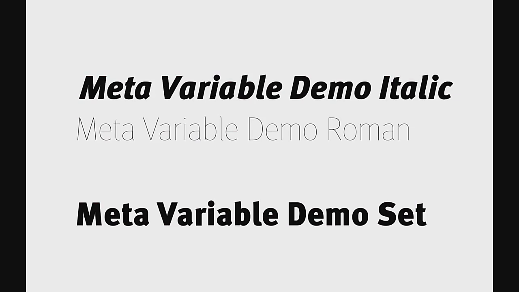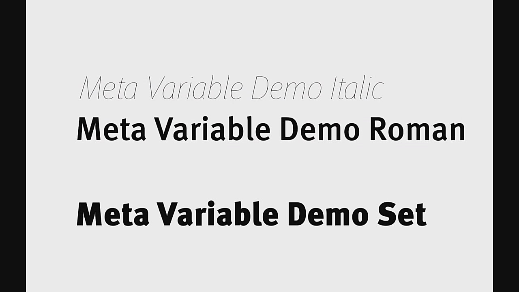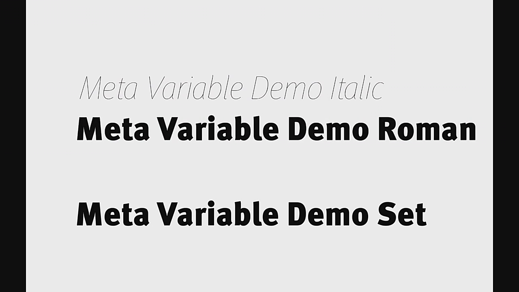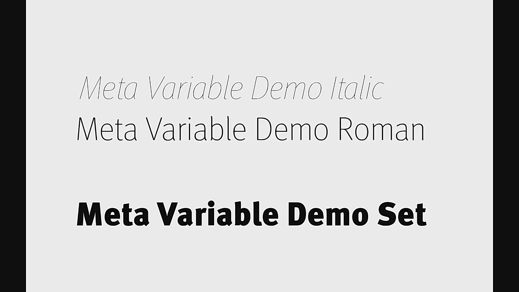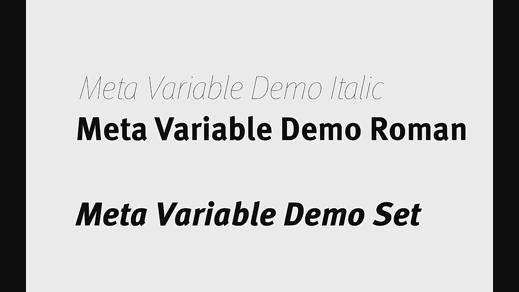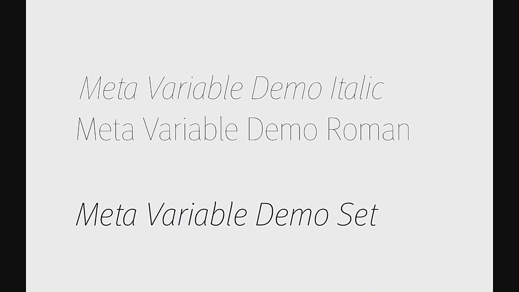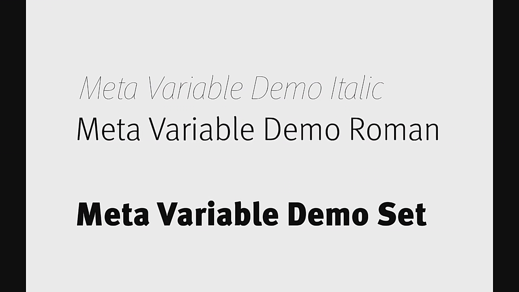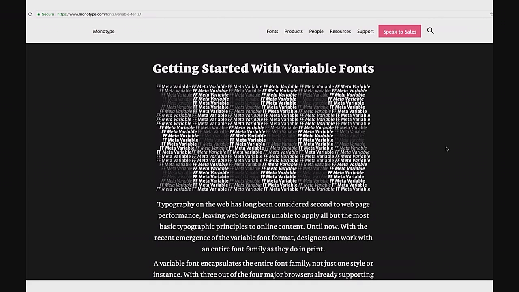We prepared three fonts. So in case any of you want to use only italic or only Roman, you can do that. But we also prepared a version which is combining two of them. All three fonts have a weight axis, and the demo set also has an italic axis that is binary. It works 0, 1, on or off. And what is best is that you can try Meta variable and use it in your personal and commercial projects. Just please read the EULA.